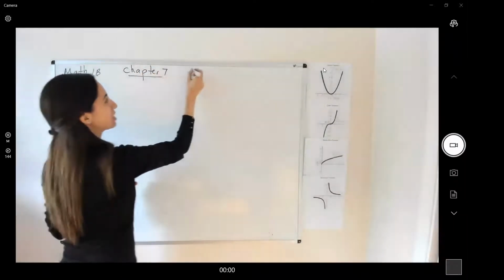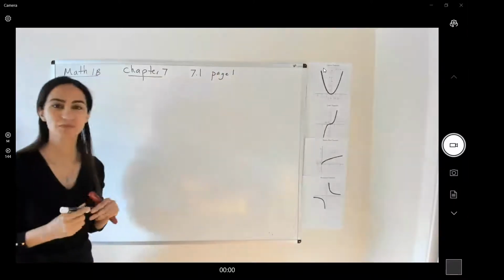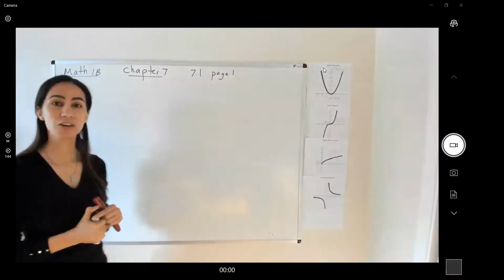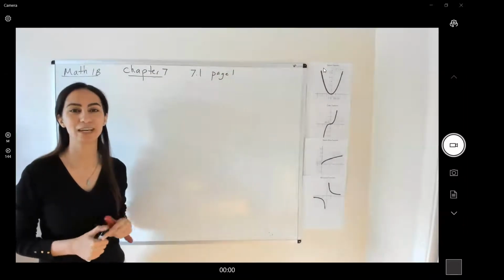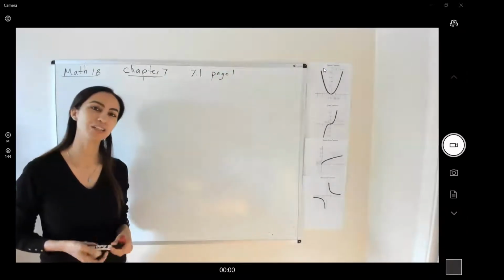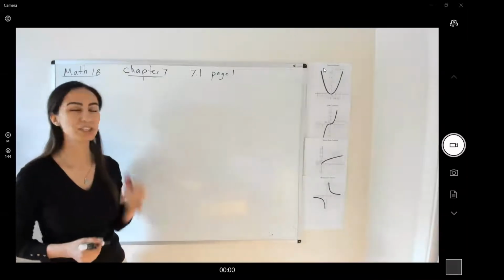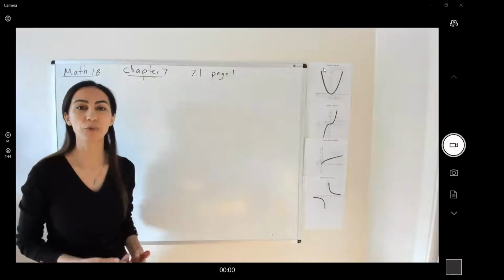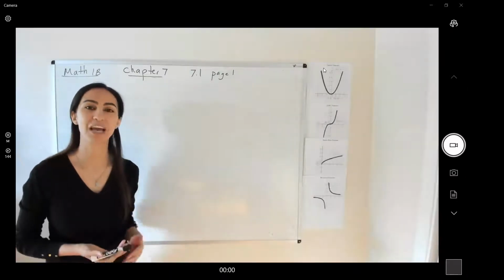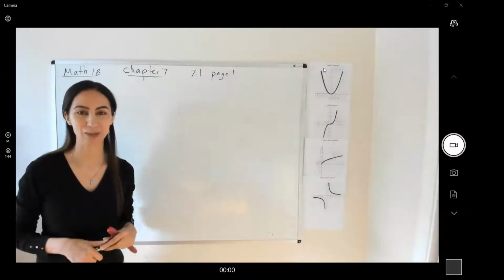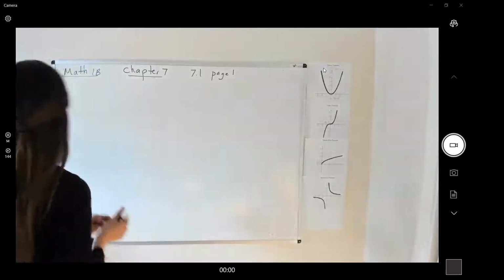Chapter 7, 7.1, page 1. So, what have we learned so far? We learned how to find and evaluate areas and volumes using different techniques. In Chapter 7, we're going to go over more complicated integrals, and we're going to work with new techniques to evaluate those complicated integrals.